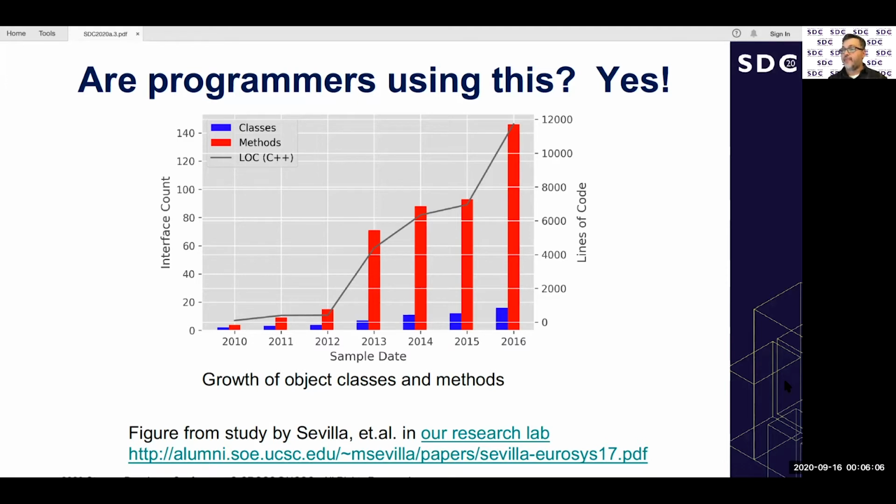So this is a graph from a paper from a group in our lab. It shows the growth in object classes and methods over time. On the x-axis is 2010 to 2016, and on the y-axis on the left-hand side is the interface count. This includes the classes and methods, and roughly there's the lines of code on the right-hand side in C++. So you can see that over time, our users are actually extending and writing their own classes.